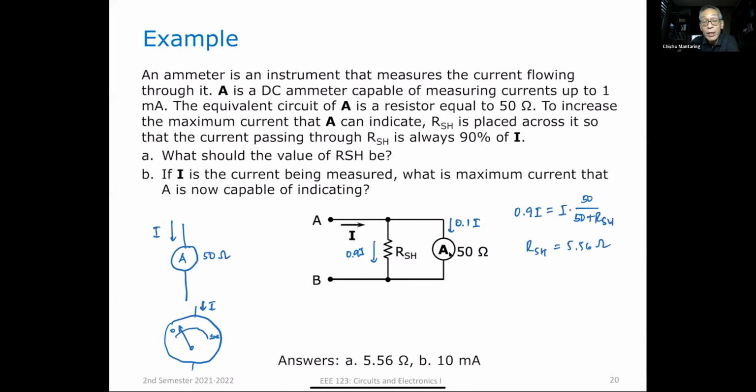Any question with regard to that? Actually, that's how you extend the range of current that a simple analog ammeter can measure. These are analog ammeters.